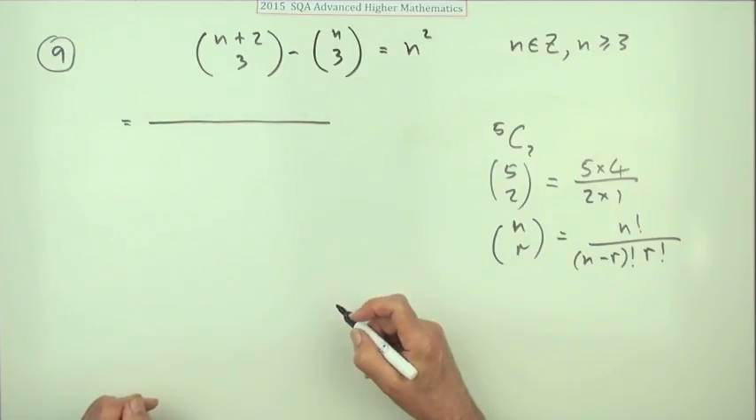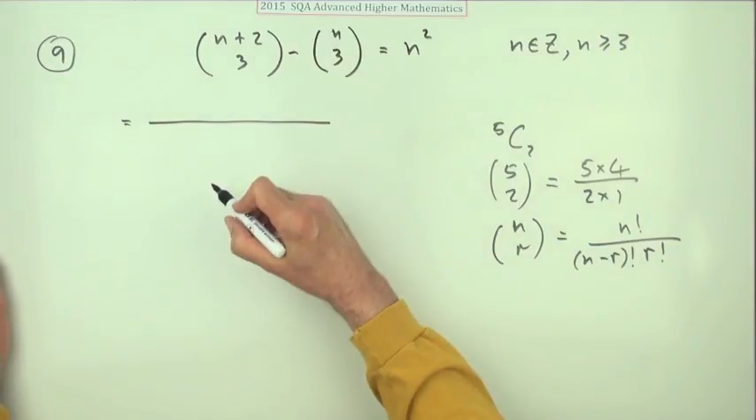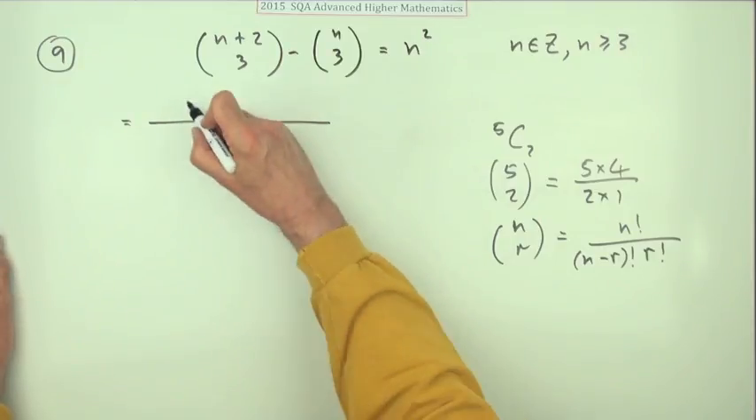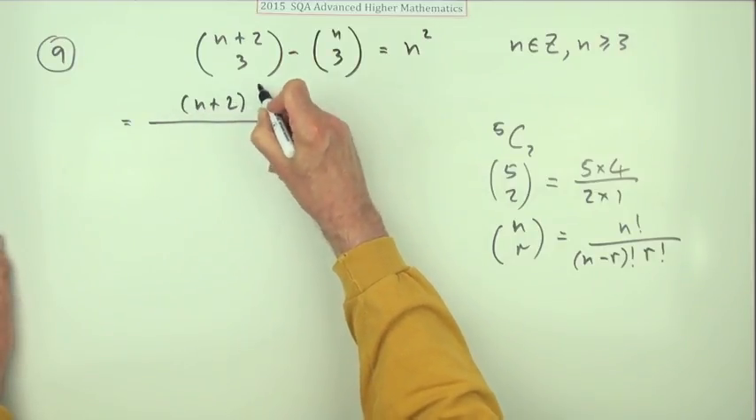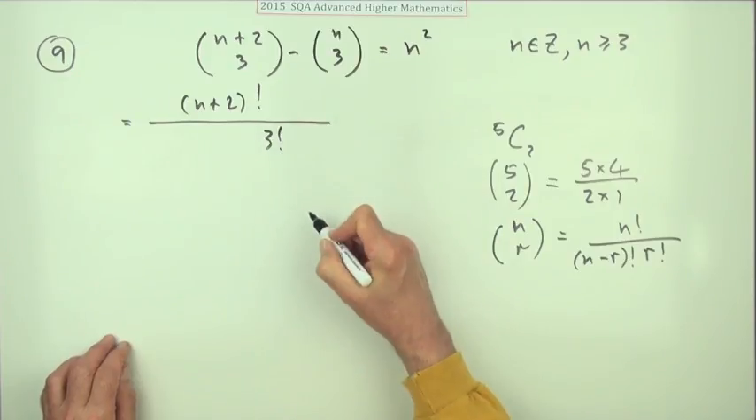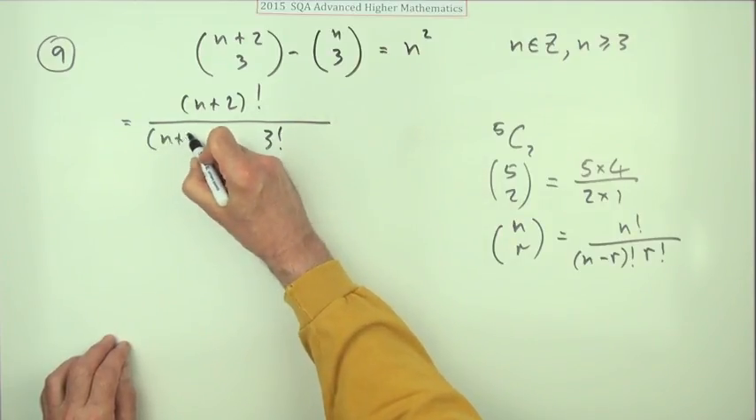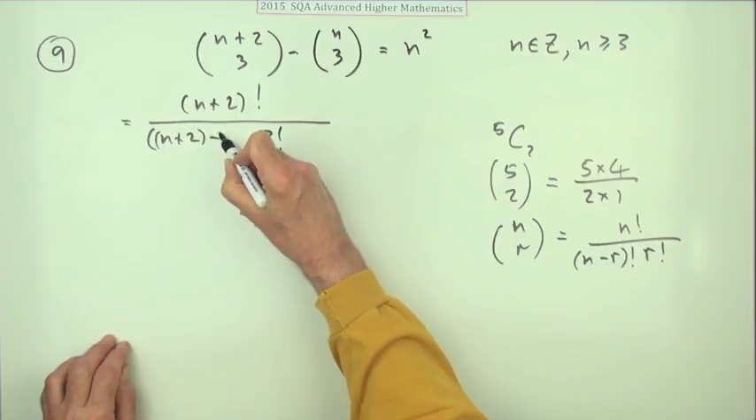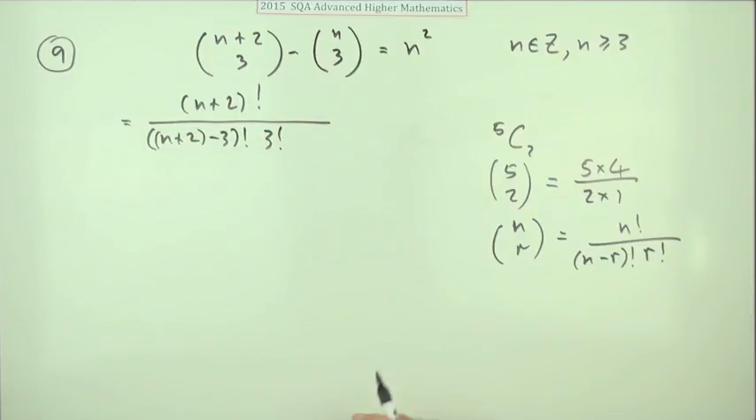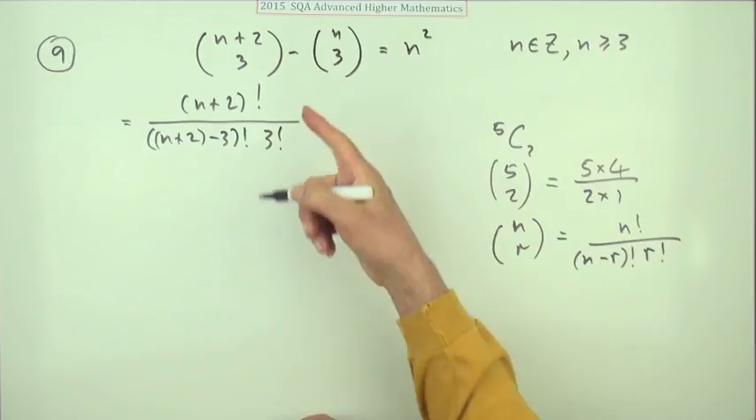But better just to jump straight in. Still, what does it stand for? It actually stands for, maybe I shouldn't have put that line quite so long, n plus 2 factorial over 3 factorial. I only wanted the first 3 of those, so I'll have to say, well, that'll be n plus 2 minus the 3 factorial. Oops. Similarly for this one.